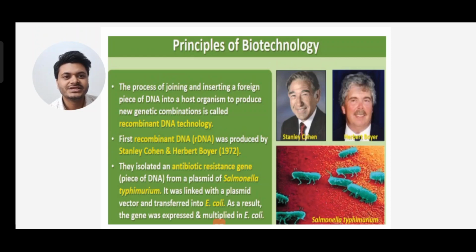They isolated an antibiotic resistant gene, that is a piece of DNA, from a plasmid of Salmonella typhimurium. It was linked with a plasmid vector and transferred into E. coli. As a result, the gene was expressed and multiplied in E. coli. So you can see Salmonella typhi. By this way, they have inserted the gene.